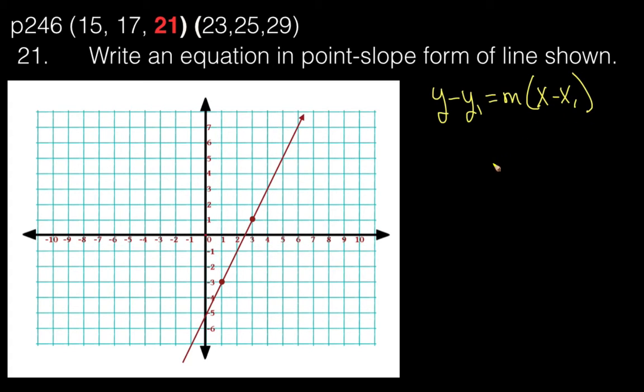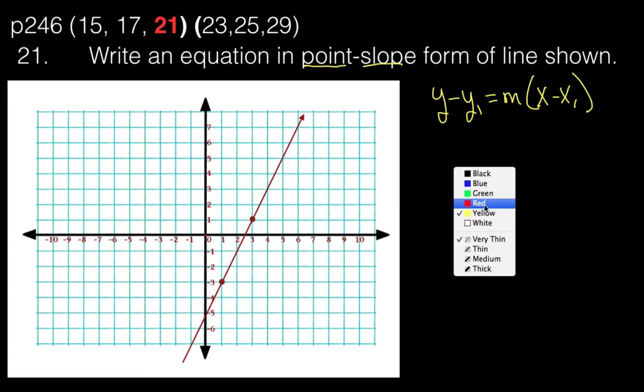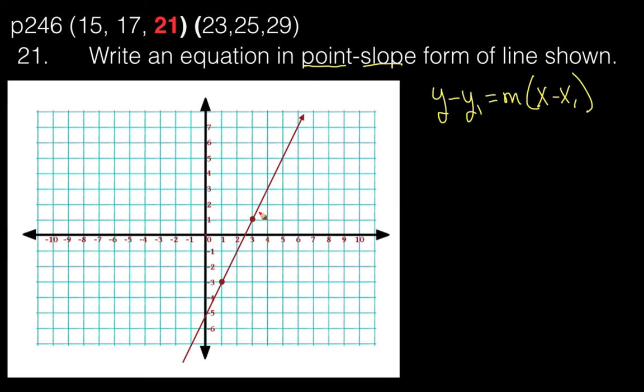So recall that point-slope gives me two pieces of information. First, a point, which can be any point on this line. It doesn't matter which point. And then it gives me the slope, right? So let's pick a point. You can pick any one of these two. All right, you pick this one.